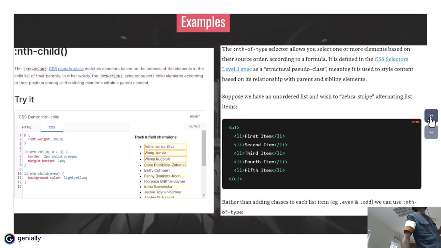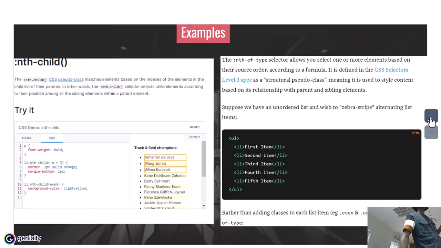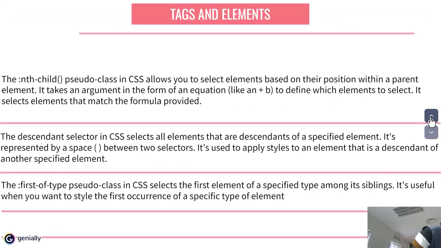So, we were speaking about the descendant selector, right? The descendant selector in CSS selects all elements that are descendants of a specified element. It's represented by a space between two selectors. It's used to apply styles to an element that is a descendant of another specified element. Okay, so the first-of-type pseudo class in CSS selects the first element of a specified type among its siblings. It's useful when you want to style the first occurrence of a specific type of element.